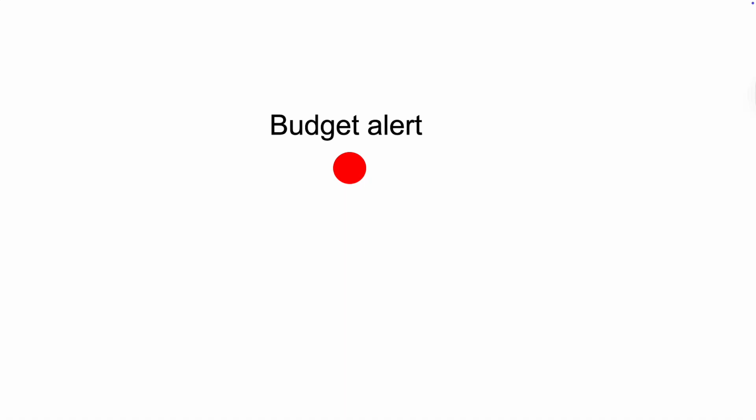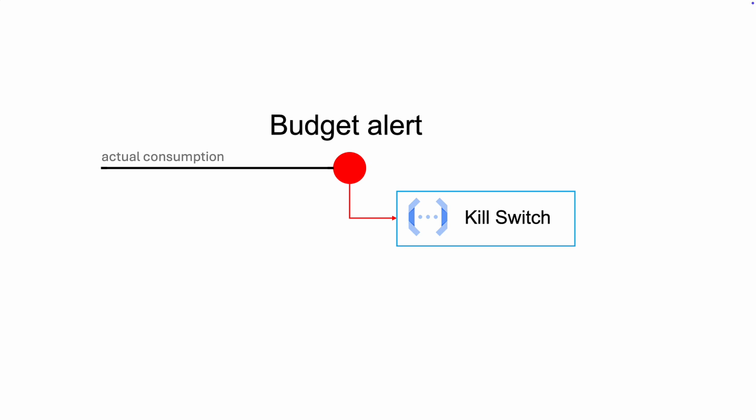Okay, let's start with the number one thing you can do to prevent a hole in your bank account, and that is implementing a kill switch that will automatically disable your billing account if things get crazy.